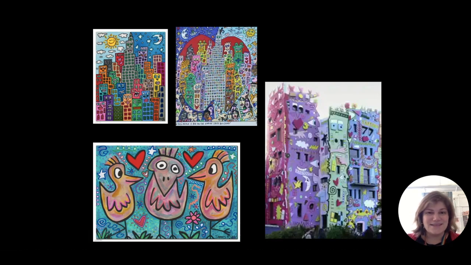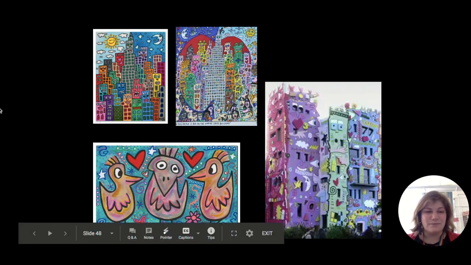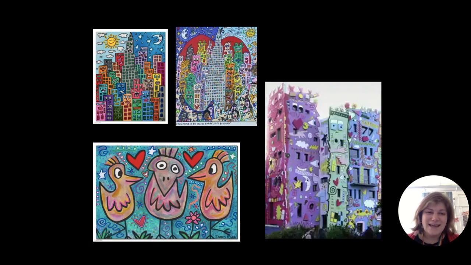I noticed that he uses these silly expressions for all of his animals and all of his buildings. I also noticed that he uses nice bright colors, and that there is variety in all of his work. When I look at his buildings, none of them look the same. They look similar, but they are different. And the same goes for his birds. His birds look similar, but they don't quite look the same, right? They have slightly different heights, they might have different expressions, and nothing about them is entirely even.